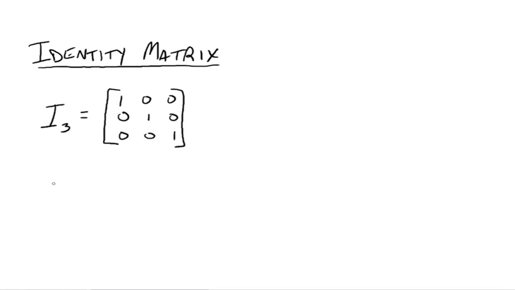I sub 2 would be 1, 0, 0, 1. Follow me? In general, it's I sub n, and that would be an n by n matrix, right? Just ones on the main diagonal, zeros everywhere else. That's called the identity matrix.